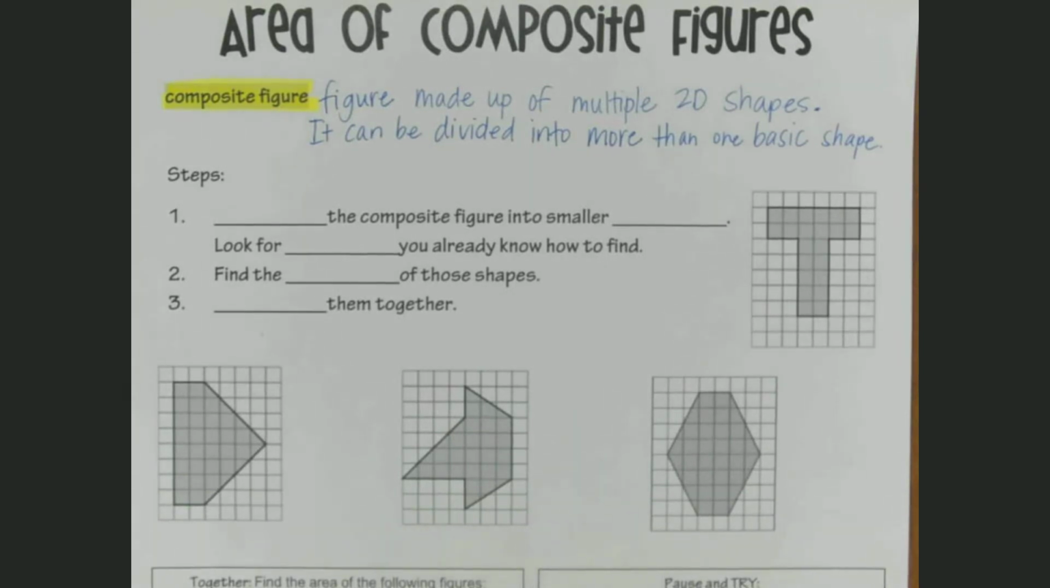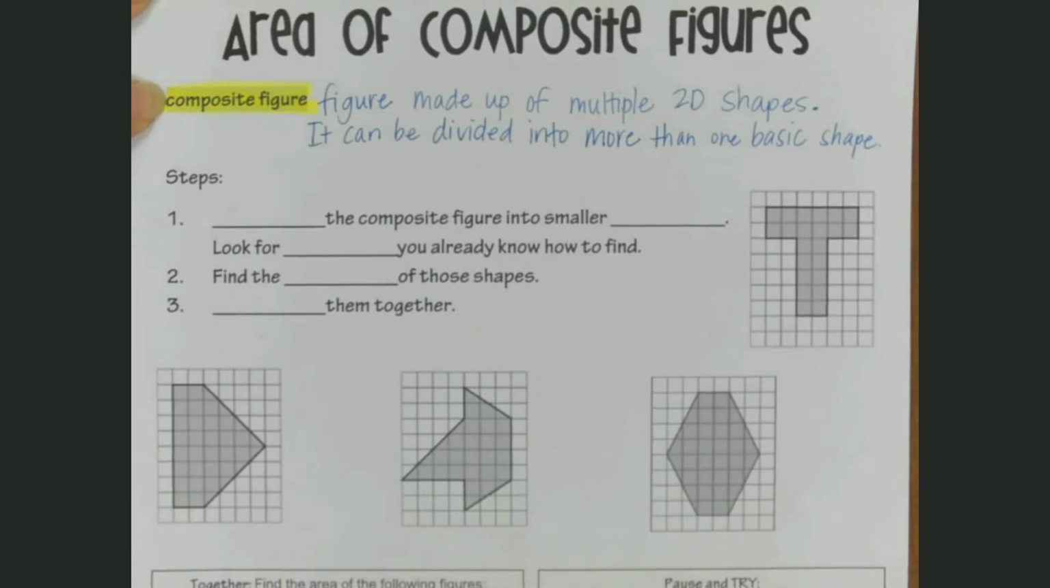Welcome back. Today we get to start doing the area of composite figures. We've done a lot of this in Bellwork, and really this is just finding the area of the other shapes, but we have to add them together because it's two shapes, okay? So let's define a composite figure.